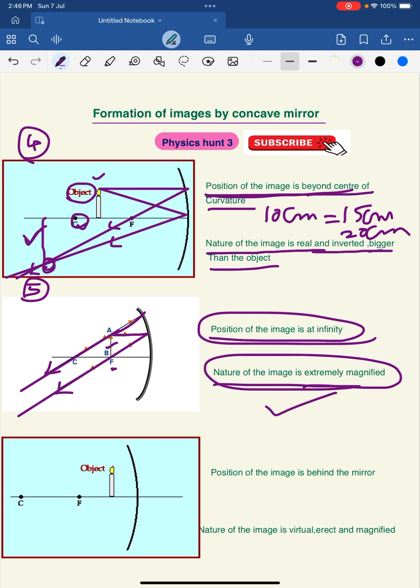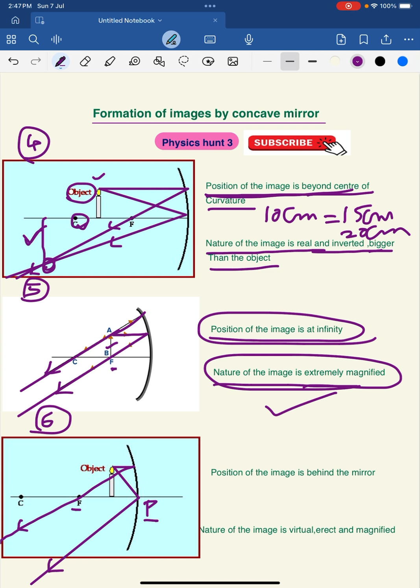Now coming to the last case, case number 6. Here the position of the object is exactly between pole and focus. This is the focus and this is the pole. The first rule: when a ray of light parallel to the principal axis, after reflection, the reflected ray passes through the focus. This is the first reflected ray. Now the second rule: when a ray of light is directly incident at the pole, after reflection, the reflected ray will move like this.